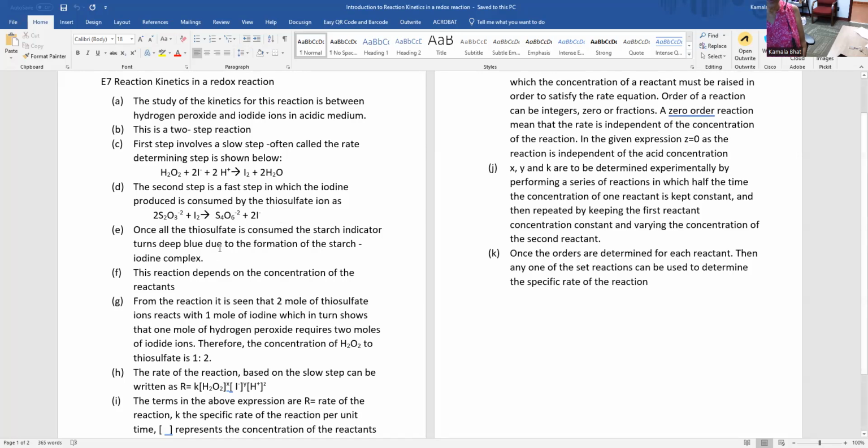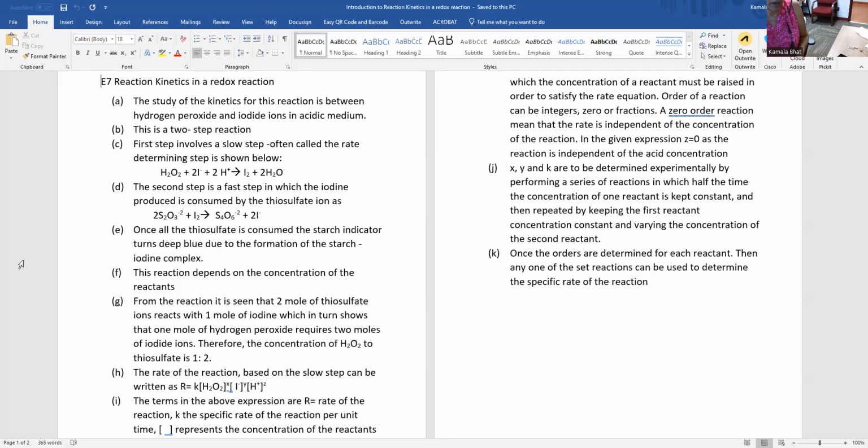The rate of the reaction is based on the slow step, which can be written as R is equal to K times the concentration of H2O2 raised to X, concentration of I minus raised to Y, and concentration of H plus raised to Z. Now, in this particular rate equation, we need to define and describe all the terms that are involved so that you know what you're talking about and what they stand for.